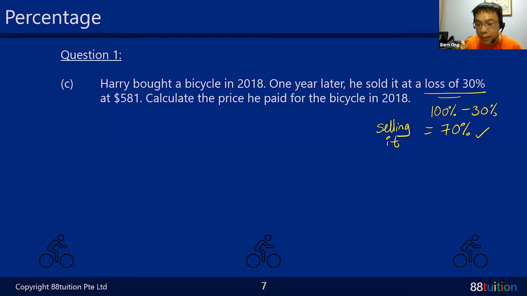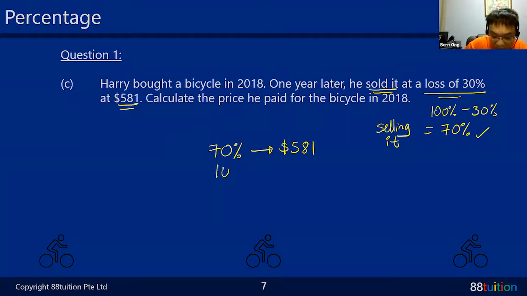The question says, 1 year later, he sold it at 581. So he sold it at 581. What does it mean? It means that the 70% represents the 581. Can you see or not? You're selling it at 70%. You sold it at 581. So they are the same thing. 70% is 581. So can I find 10%?